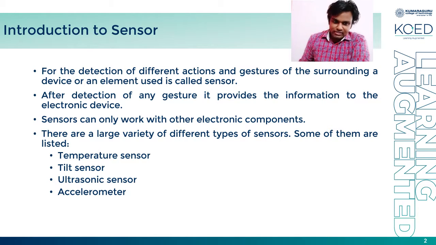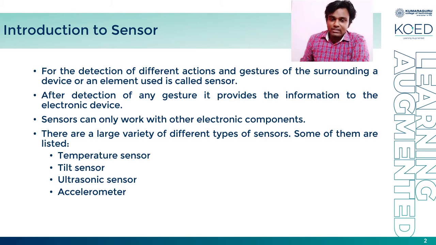So, introduction to sensors. For detection of different actions and gestures of the surroundings, a device or an element is used, called a sensor. For obtaining any analog input to a system, sensors play a very important role. After detection of the gesture, it produces the information for the electronic devices. The electronic device is nothing but a microprocessor or a microcontroller. The sensors can only work with other electronic components.